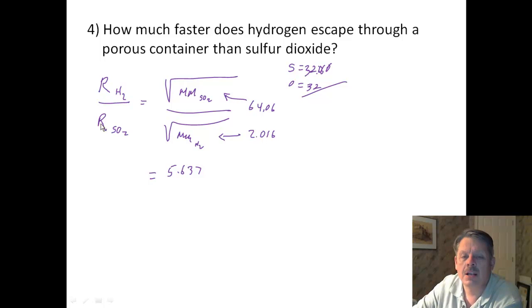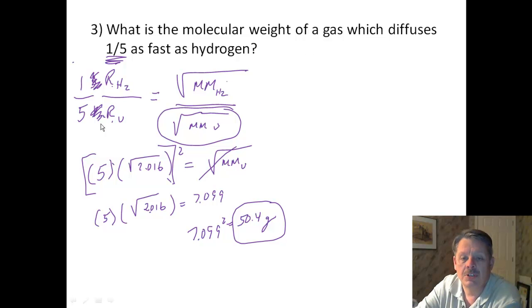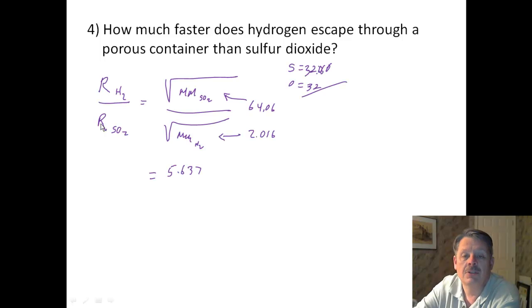Well, gee, that kind of makes sense because in our last problem, we just said that something that weighed 50 grams would be 1/5 as fast. Well, this is between 1/5 and 1/6, and it weighs a little bit more. So that kind of all fits together and makes sense.